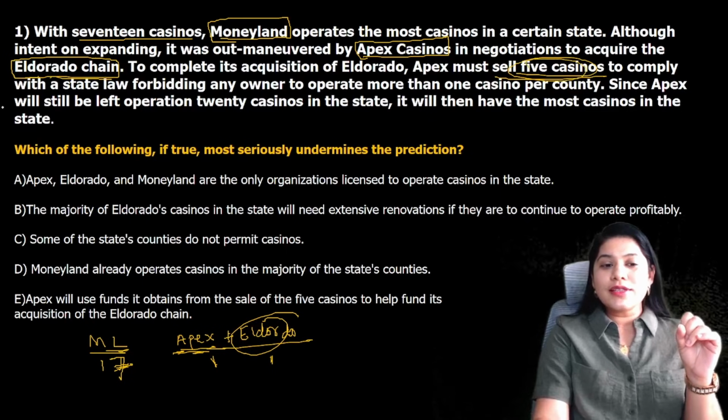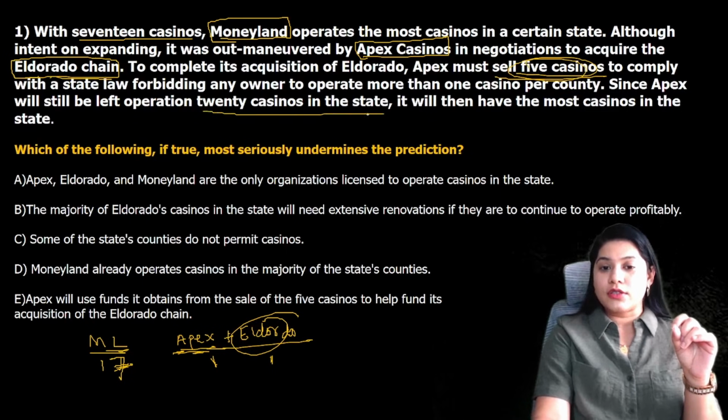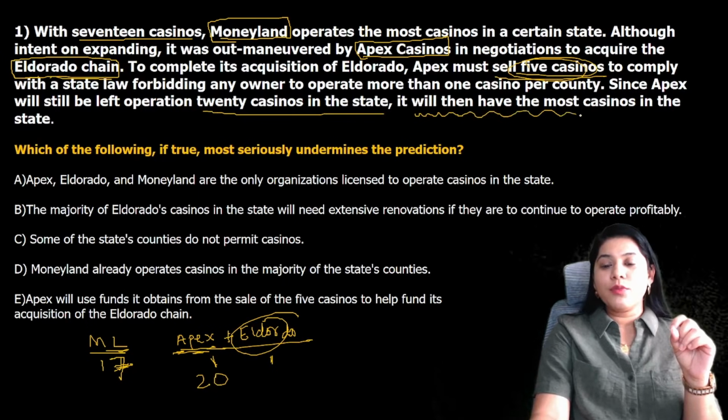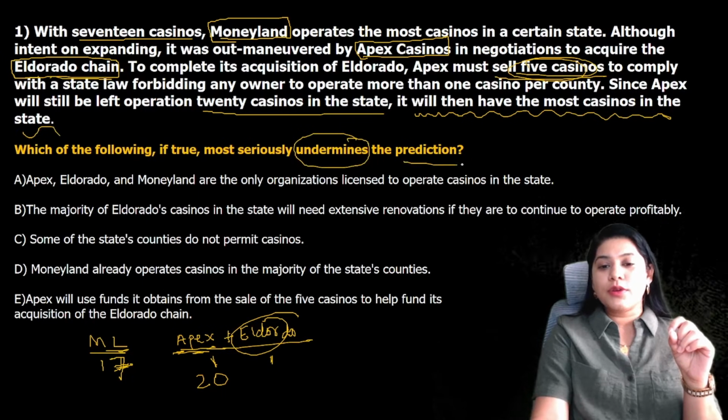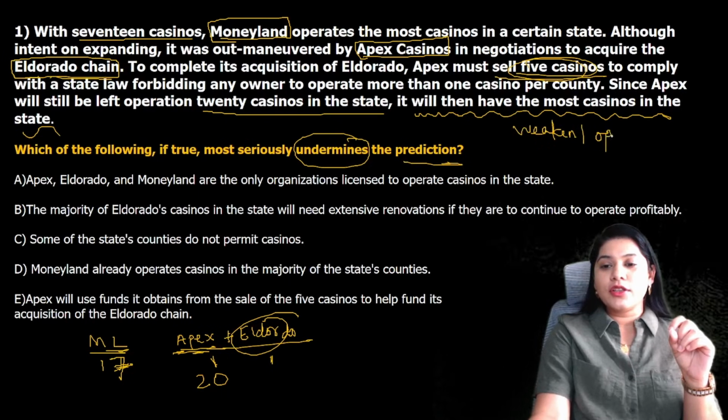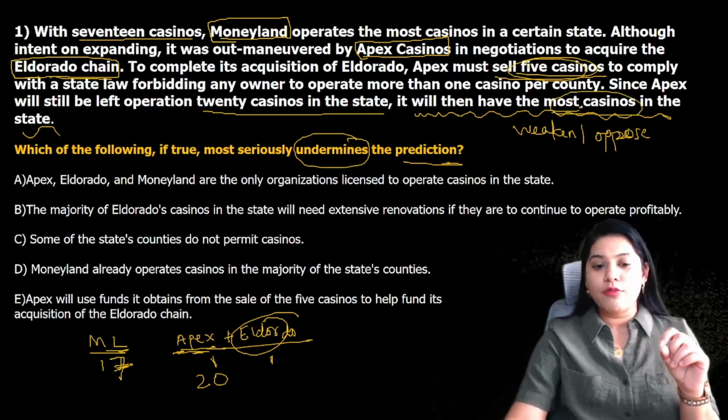5 casinos. We are saying Apex will still be left operating, so it will still have 20 casinos after this acquisition. We are predicting it will then have the most casinos in the state. And we need to undermine this prediction, as in weaken or oppose it. They say Apex will have the most casinos. We'll say no, it will not have the most casinos.